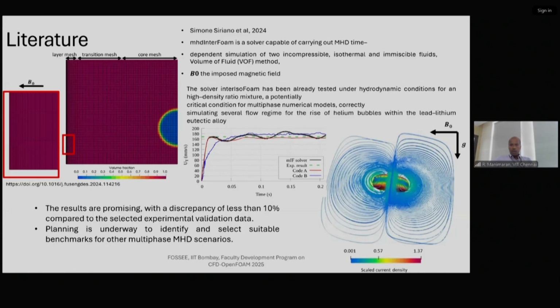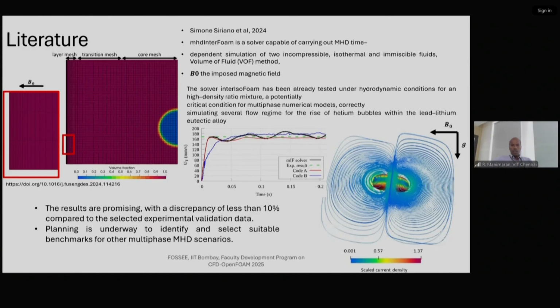So I'm just giving an example of the flow region with helium bubbles being raised in the lead-lithium eutectic alloy. If you have a material like this, the critical condition for multiphase numerical models, they can easily predict with a solver called MHD interFoam, which is for two incompressible isothermal immiscible fluids using VOF. So the results are promising, with a discrepancy of less than 10% compared to their experimental validation.